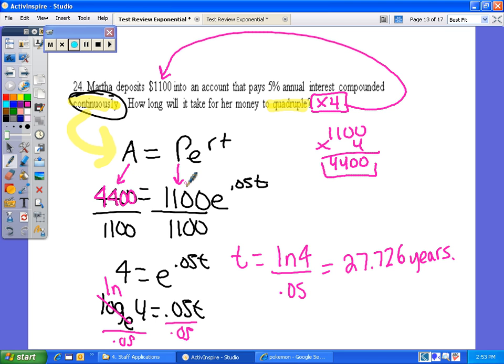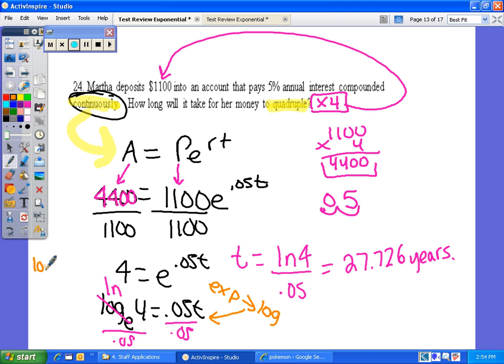The P is the starting amount. E, the rate is 0.05 because we move 5 over 2 decimal places. And we don't know what the T is. So first step is divide, and you get 4. Then the next step is going to be to go from exponential to log. So that means E is still your base. So log base E, and you just switch the places of 4 and 0.05t.